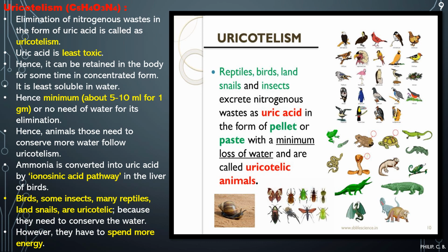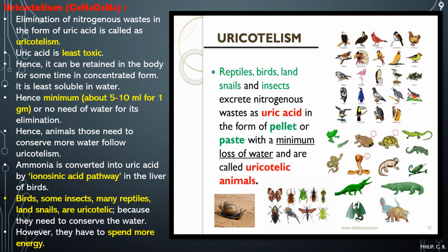Hence, minimum, that is about 5 to 10 ml for 1 gram, or no need of water for elimination. You can see 5 to 10 ml is like few drops, we can say, correct? So the difference over here, 5 to 10 ml for uric acid, in comparison to ureotelism or ammonotelism. See the difference: 5 to 10 in uricotelism, 50 ml in ureotelism, whereas 500 ml in ammonotelism. Hence, animals that need to conserve water follow uricotelism. So those that need to conserve follow this particular process, that is uricotelism.